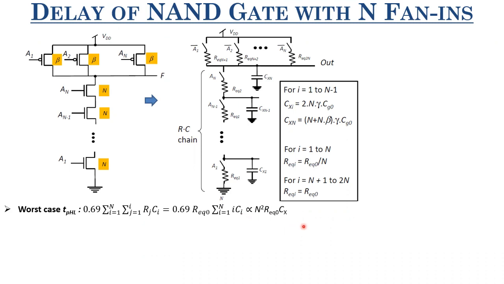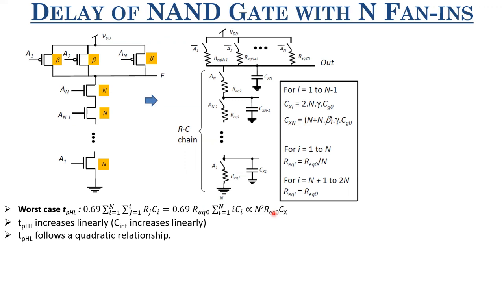So we found that tPHL increases quadratically with n. What else was increasing quadratically? The area. Area was also increasing quadratically with n, where n is the number of inputs or fan-ins. What about tPLH? tPLH increases linearly, because CXN increases linearly. Here we are assuming that the load capacitance is just the intrinsic capacitance it is driving. Since Cint increases linearly as a function of n, tPLH increases linearly. However, tPHL in the worst case increases as n squared. That is a dangerous indication: area and tPHL follow a quadratic relationship with n.